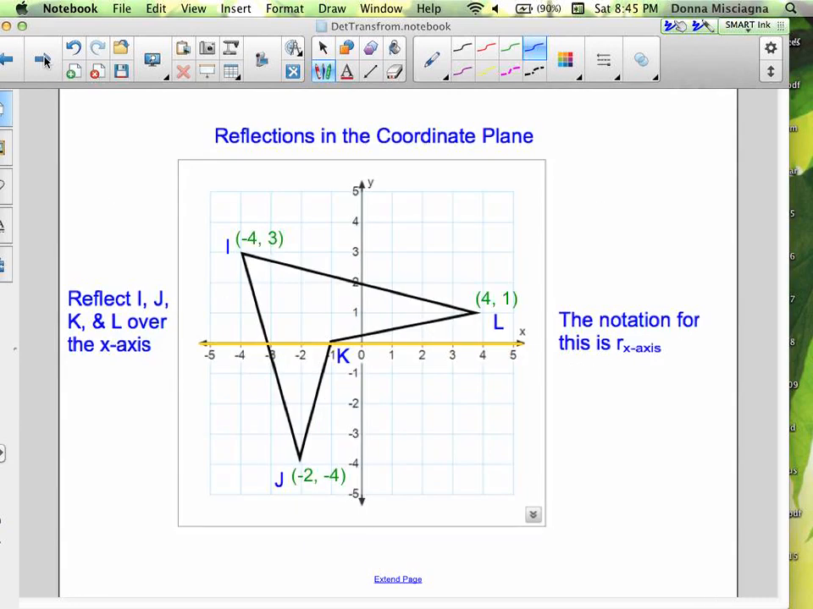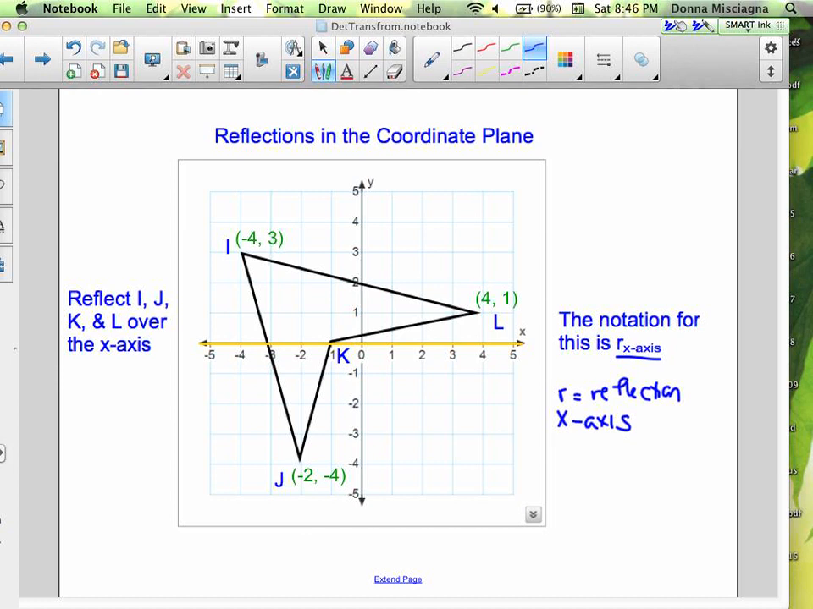All right, so let's find some reflections over the x-axis. We're going to reflect I, J, K, and L over the x-axis. I want to point out this notation here. The R means reflection, and the x-axis is our line of reflection. We'll write that same terminology. You don't need to write it down now, but we're going to do some reflections a little bit later on in your notes, and we'll write the shorthand next to it, so that way you'll remember.